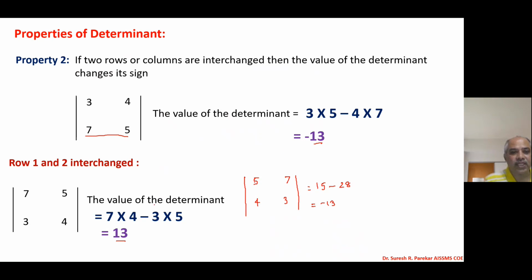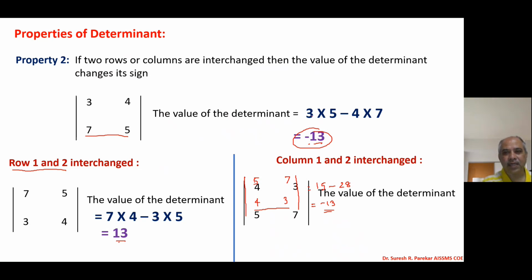So if we change it twice, once we have changed rows and then we have changed columns, we have 2 times minus. So we have minus 1 into minus 1, so plus 13 again, then minus 1, so minus 13. If you change it twice, then the value will remain as it is, that is minus 13 only.